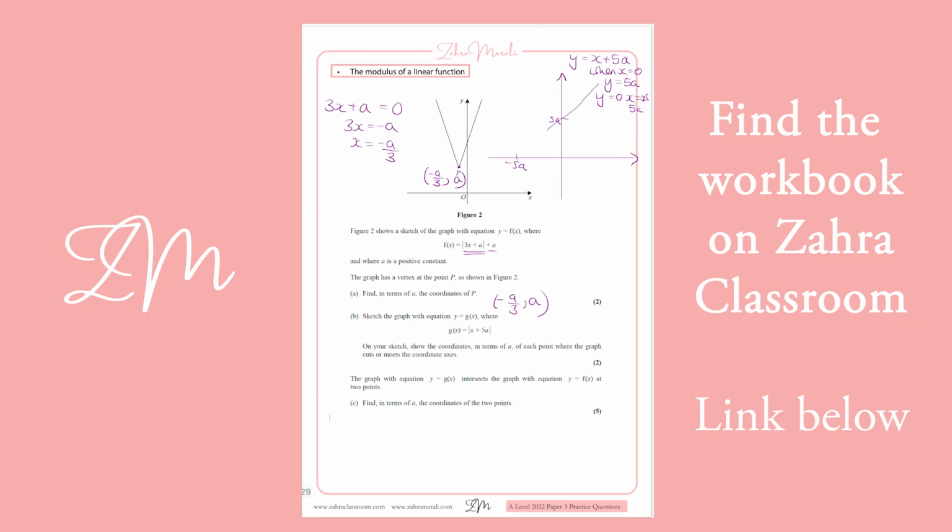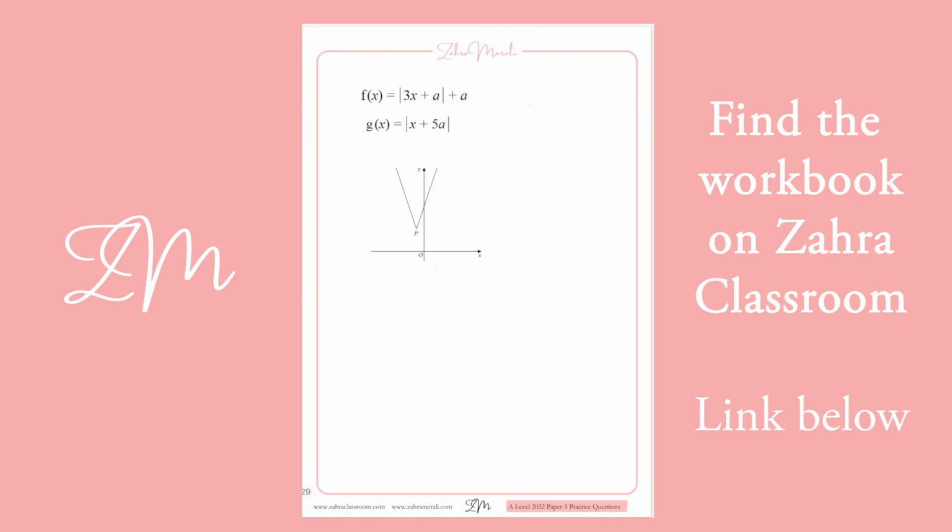I'm going to join them up, but I'm not going to go down below the x-axis because I know modulus means everything is positive, and I'm going to bounce it back like that. Obviously you'll have more space and you'll draw it as a separate graph. And then it says these two graphs intersect at 2 points, and you want to find the coordinates where they intersect. Okay, so let's redraw our graph.